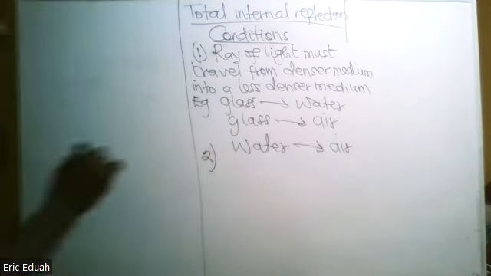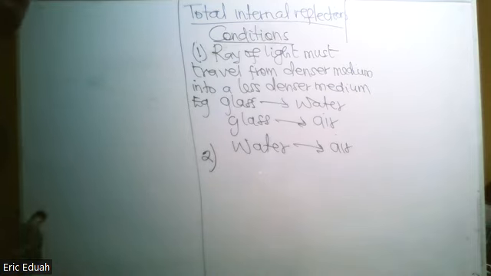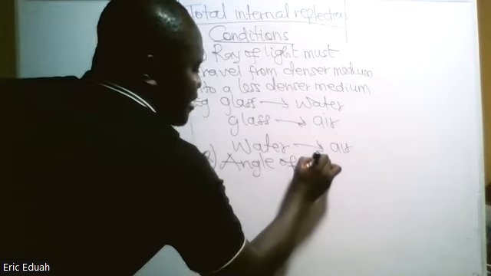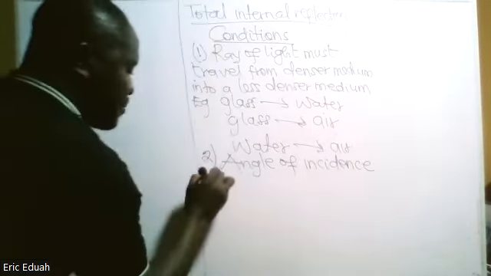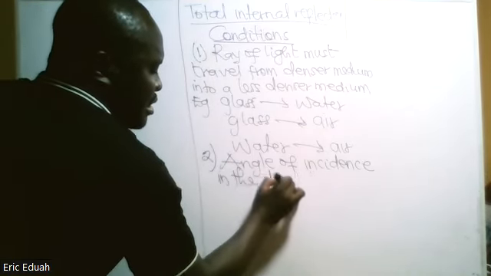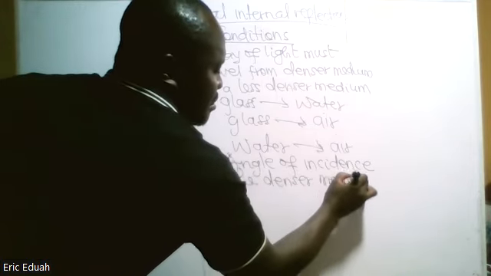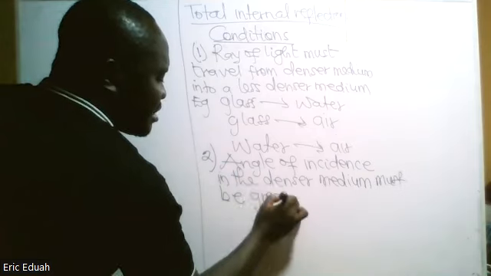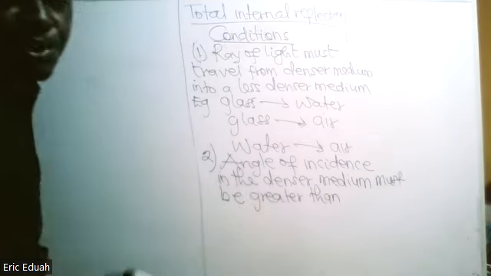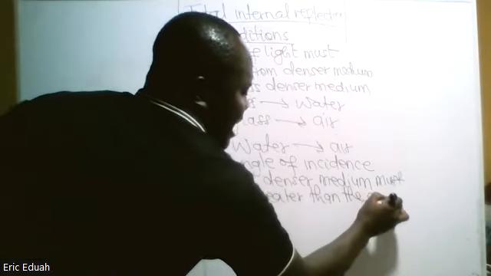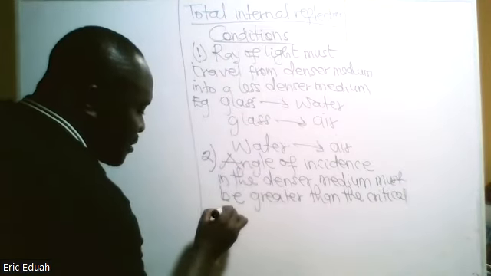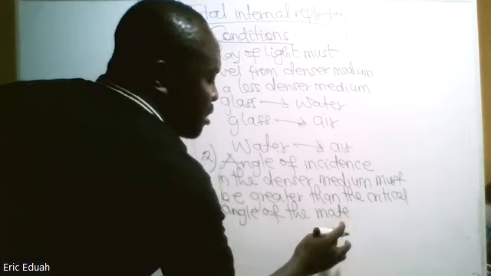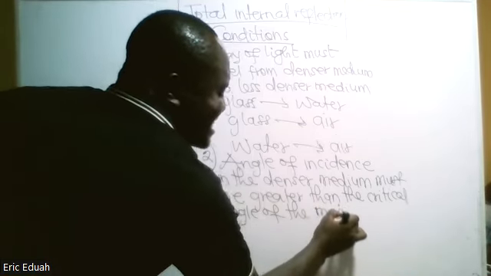Then the second condition is that the angle of incidence in the denser medium must be greater than the critical angle of the denser medium.